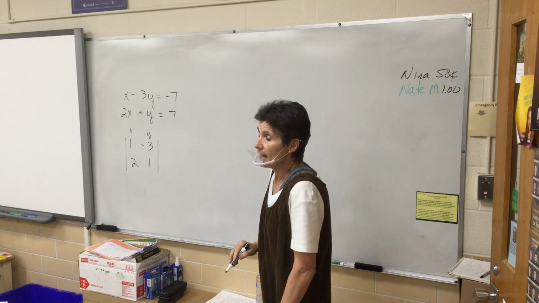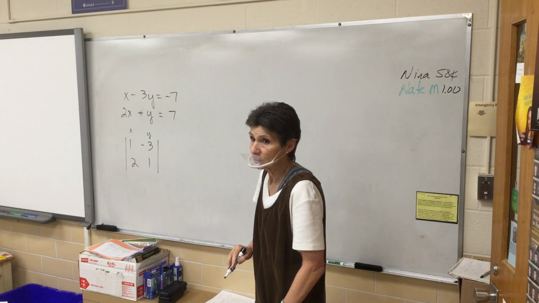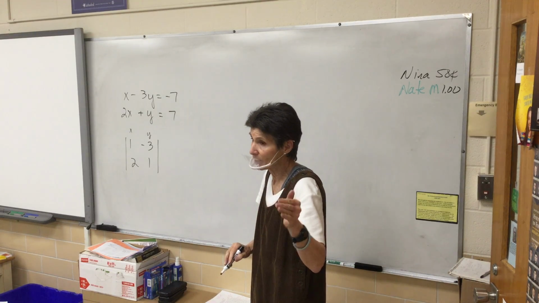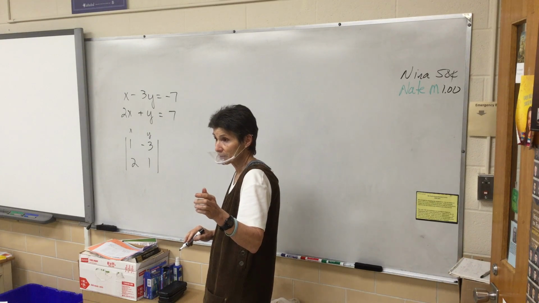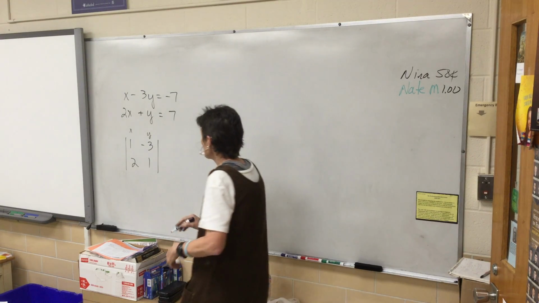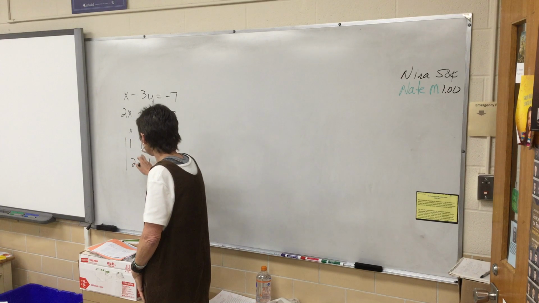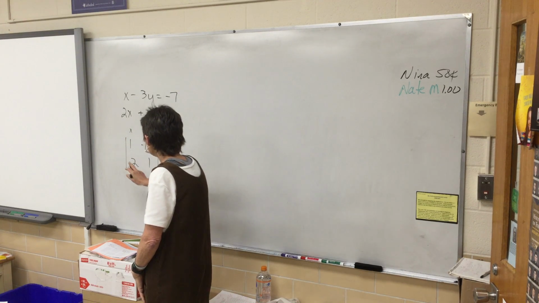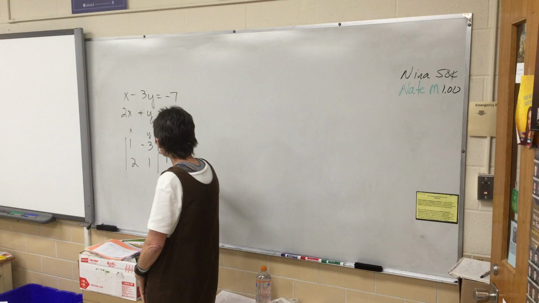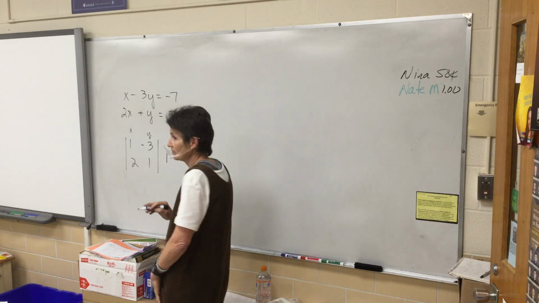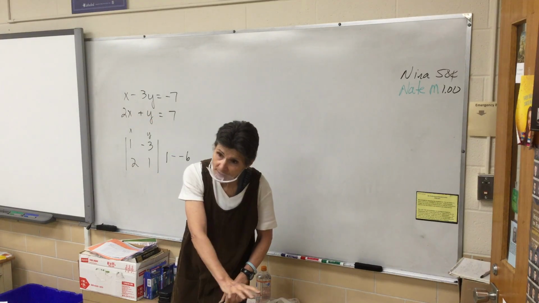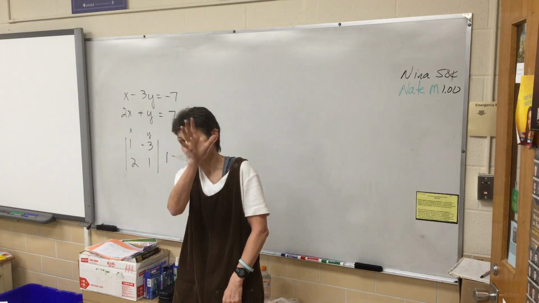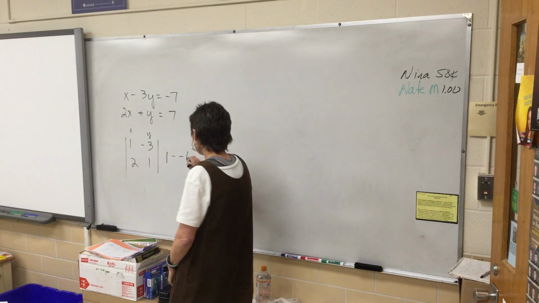Now when I evaluate a determinant, which I do in lots of different kinds of problems, like inverses, you have to remember that you multiply down, you multiply up, and then you subtract those numbers. So it's always downs minus ups. So my determinant is 7.